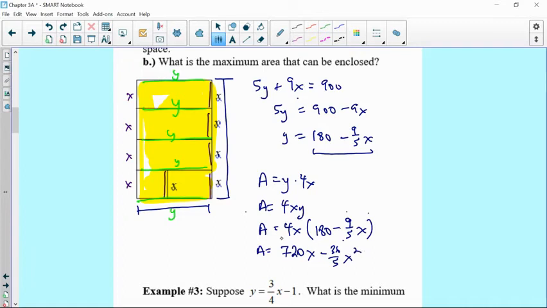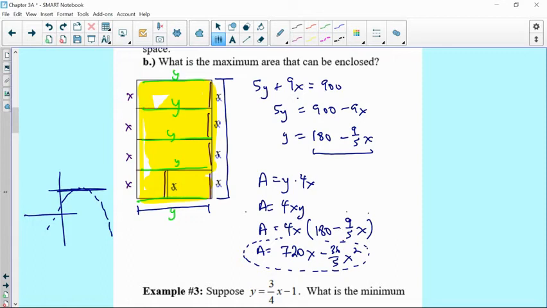Now, this right here represents all possible areas, depending on what x you choose. So you could choose x equals 1 and figure out what that area is, or x equals 2, or x equals 5, or whatever. Or we could realize that this, if I were to graph it, is actually a quadratic, and the fact that the lead coefficient is negative means it's opening downward, which means at some point there's a top value, right? And so I want to find that.